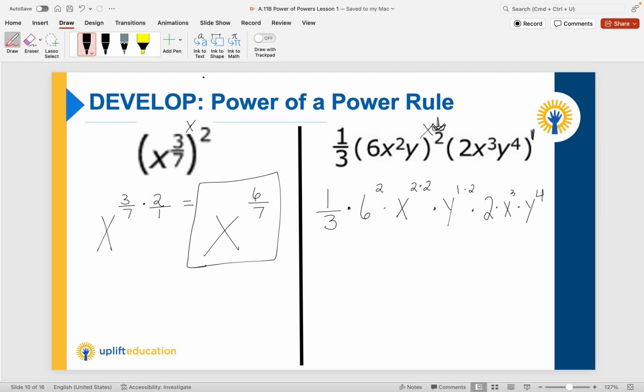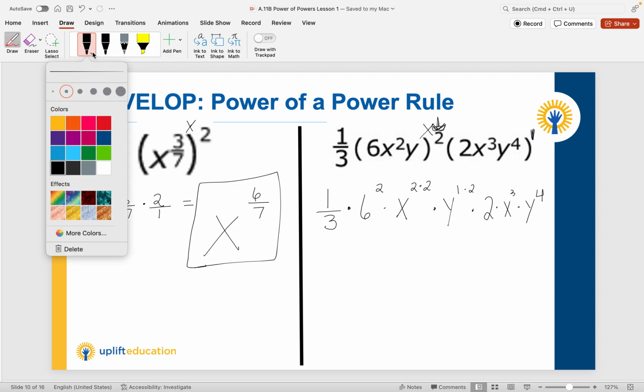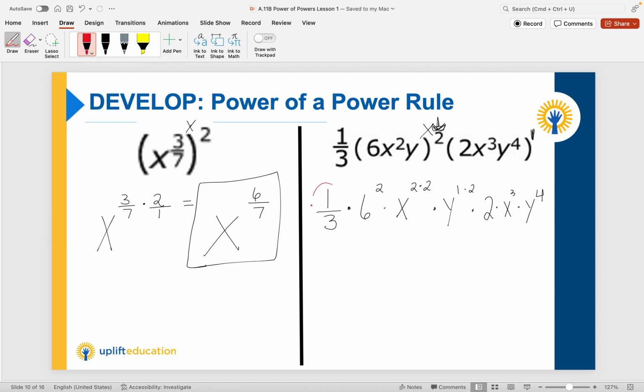And now we're going to combine. Let's start with, I'll use different colors here. This one has a little more. We'll start with our numbers. We have 1/3. We have 6 squared. And we have a 2. All right, so let's start with 6 squared. 6 squared is 6 times 6, which is 36.